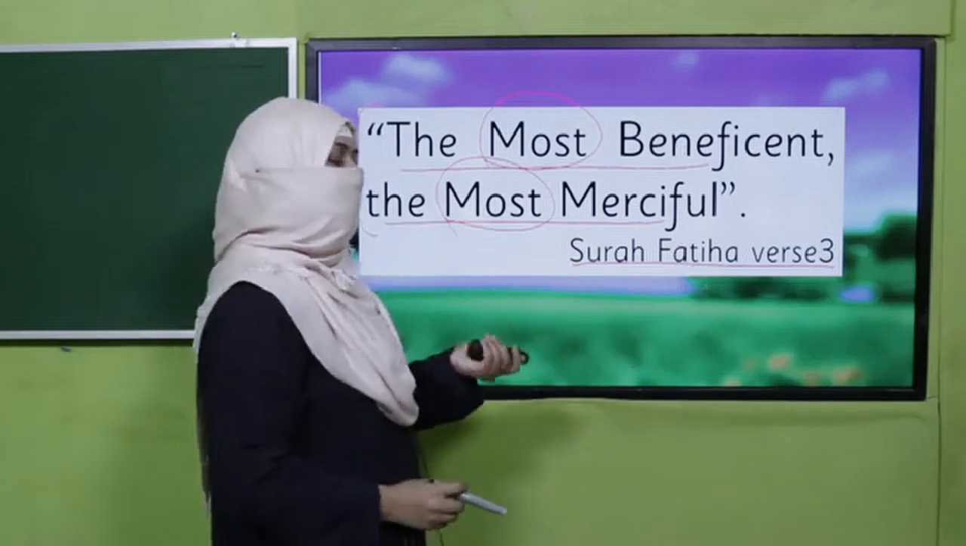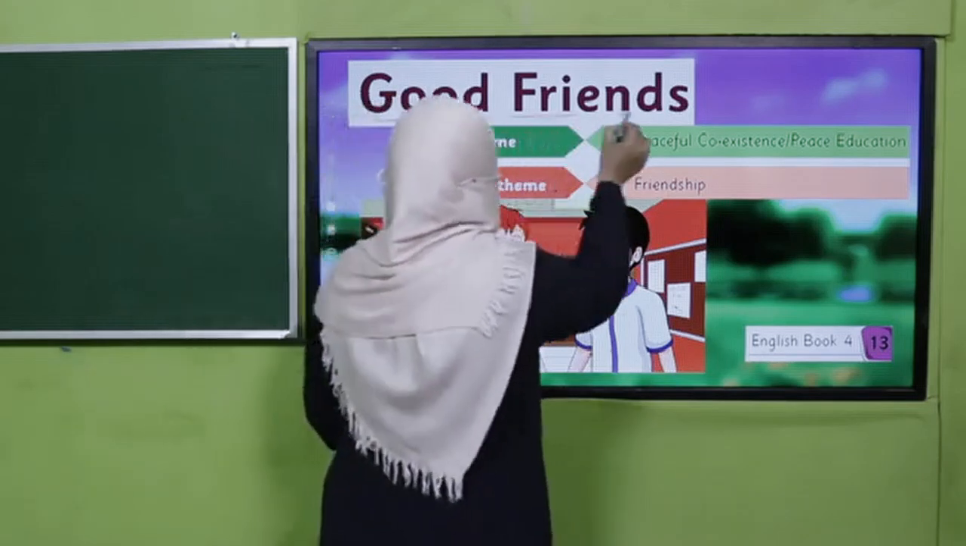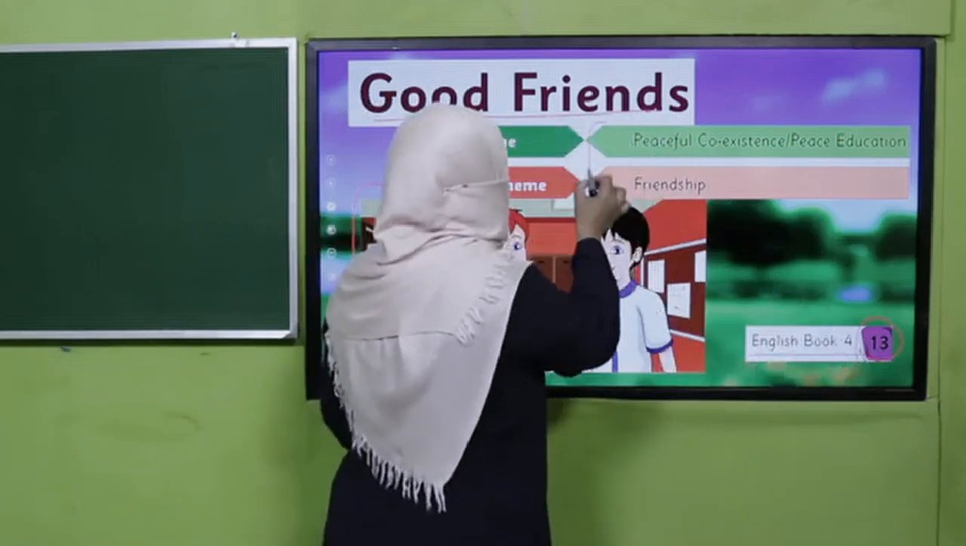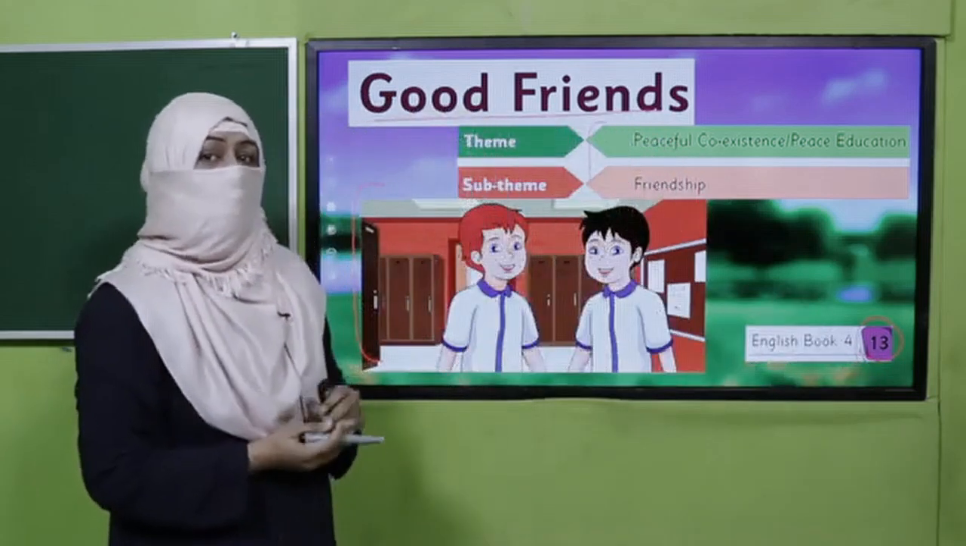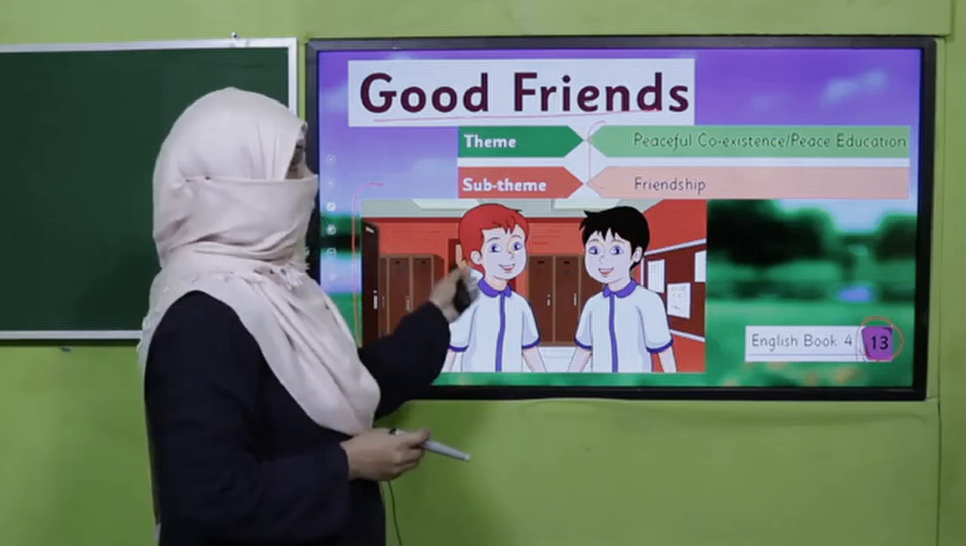So this is what we are going to practice. Look at this title and this picture on page number 13 of your book. This is the theme. You may refer to it and find out what this story is about. So pause the video and tell your teacher, what do you predict about this story?